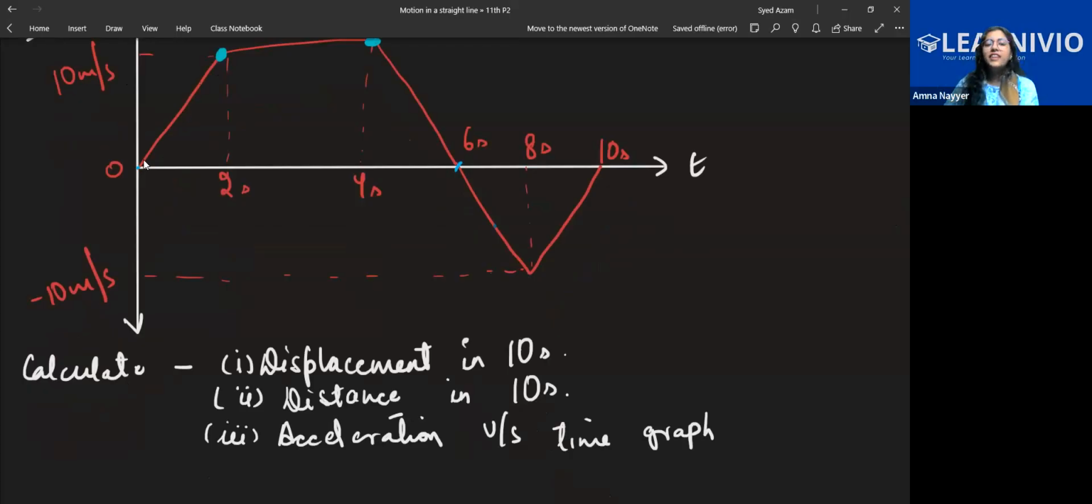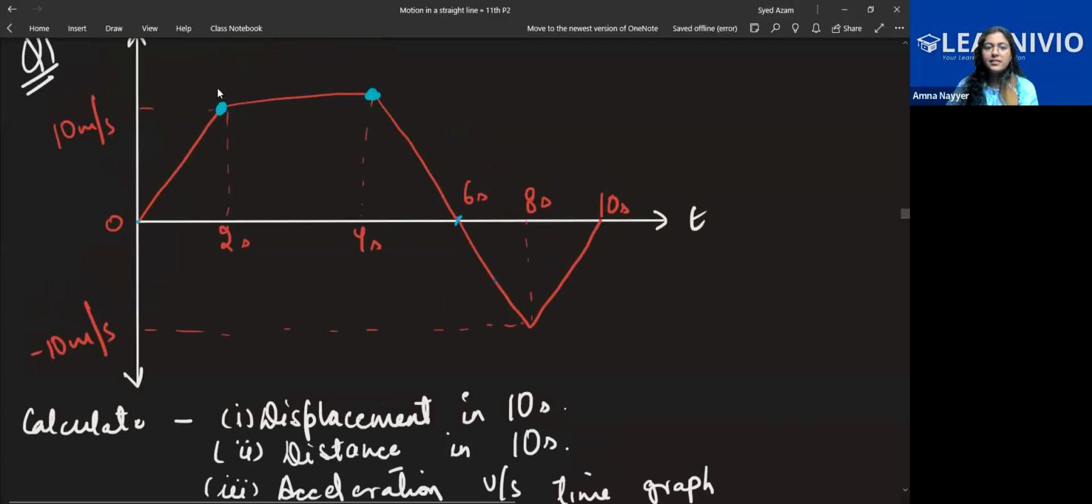Okay, see, from 0 to this first point, let's say this is A, this is B. So O to A, the slope is constant. The slope will give you acceleration, and for displacement you need this area. Similarly, let's say this is point C, this is D, this is E, just for reference. Displacement covered in 10 seconds. 10 seconds means all the way up to here, right? Total is 10 seconds.